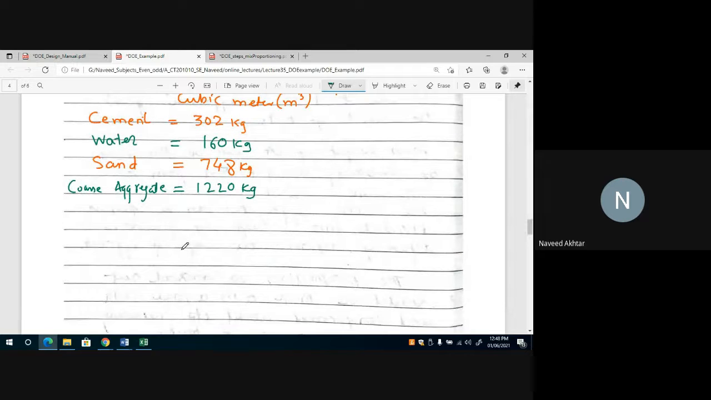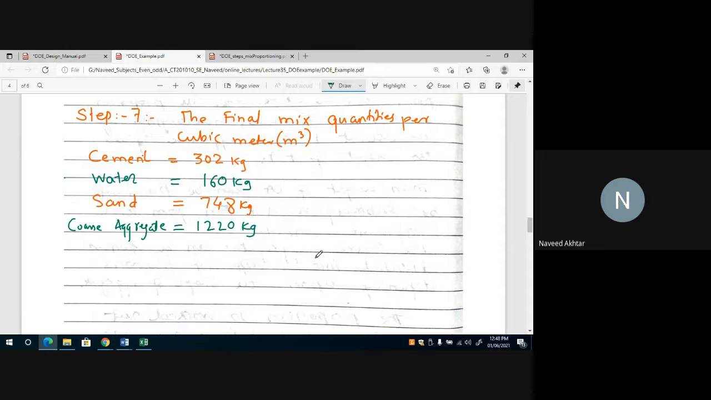Now you can calculate the batch quantity. Batch quantity you can calculate based on the bag of cement. So to calculate the batch quantity, how you can calculate the batch kg for a 50 kg cement bag. First we have to take the ratio. Cement divided by cement is 1. Now 160 divided by 302 is 0.529, the water to cement ratio.